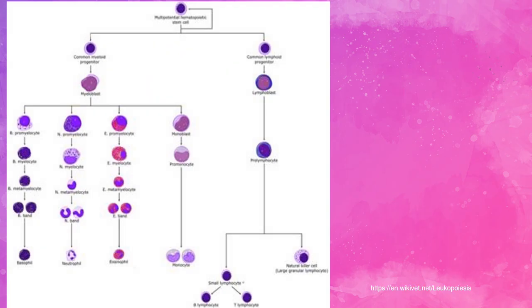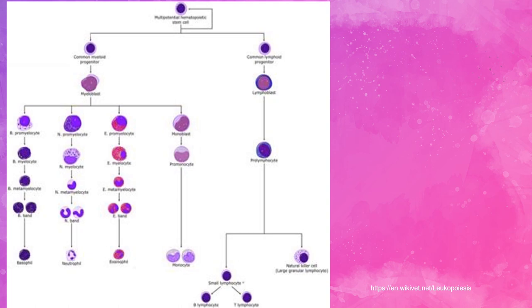So this is a flow chart showing the maturation lines of each cell type. So let me get out my pointer here. Let's use black today. Normally I use red for whatever reason. So again, this is the flow chart showing the maturation lines of each white blood cell type.